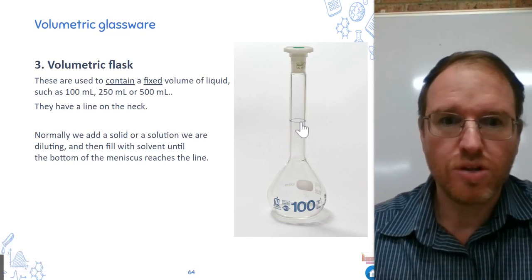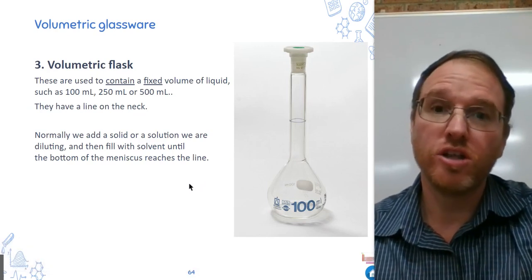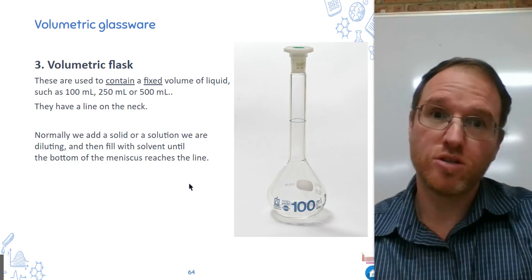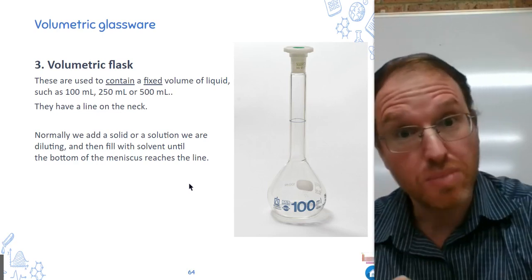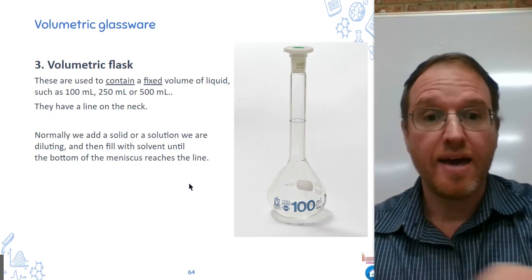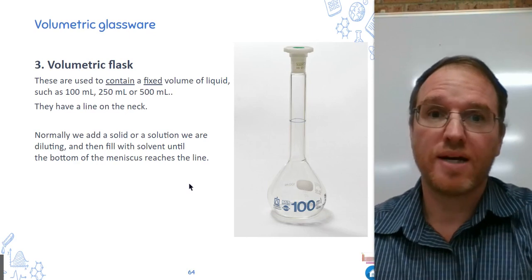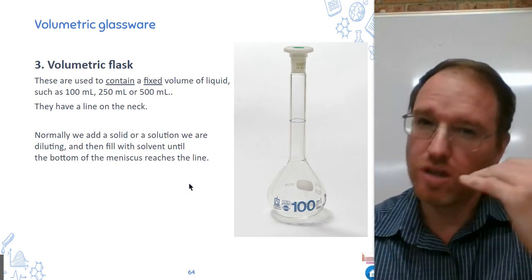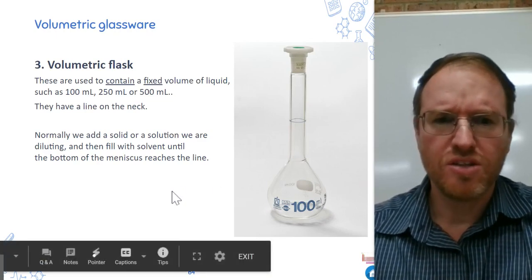That's really important. The way we would normally prepare the solution, you put the solid into the volumetric flask, or you put a certain amount of another solution into the volumetric flask. You could use a pipette for that. That's normal. And then once you've got it in there, you add your solvent, like water, all the way up to that line. And when you've got your meniscus just at the bottom of the line, you know you've got the 100 mLs. You'll also notice with these, the shape.